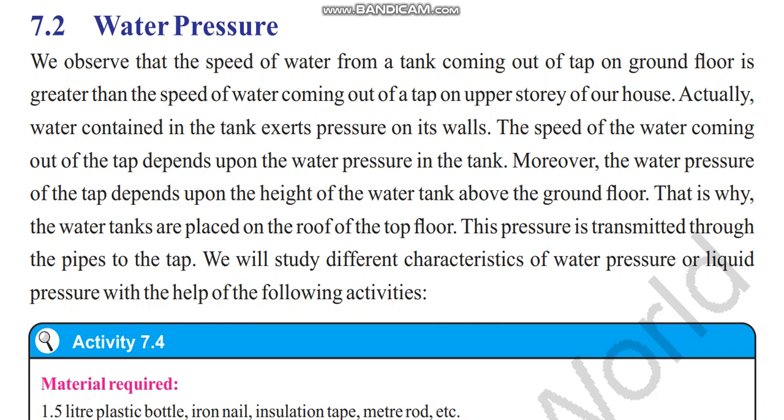Moreover, the water pressure of the tap depends upon the height of the water tank above the ground floor. That is why the water tanks are placed on the roof of the top floor. This pressure is transmitted through the pipes to the tap. We will study different characteristics of water pressure or liquid pressure with the help of the following activities.